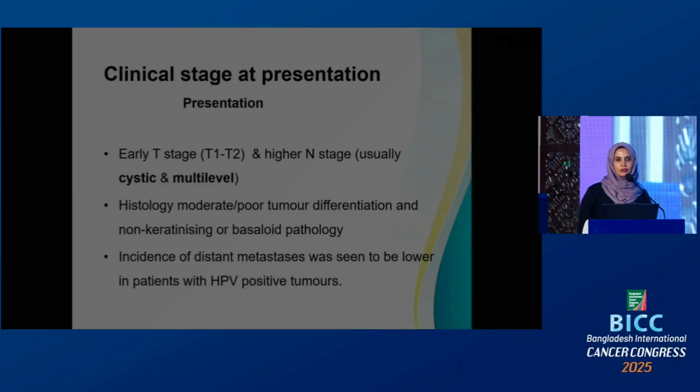Remember, it is mostly present with small T and big N. For example, it can present with a 2 centimeter tumor and N3 disease. And usually the nodal disease is cystic and multi-level. The histology, as I said, is usually poorly differentiated. And the incidence of distant metastasis with HPV positive is lower than with P16 negative tumors.